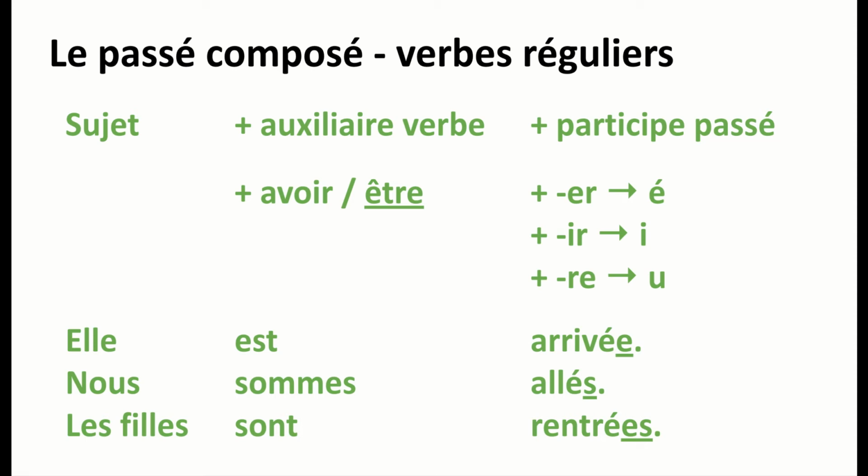Okay, the girls returned. What do you notice about the past participle in all of these examples? Notice what I have underlined. So if you look at the extra letters that I have added to the past participle, look at the subject of each sentence. Do you understand why I have added those?